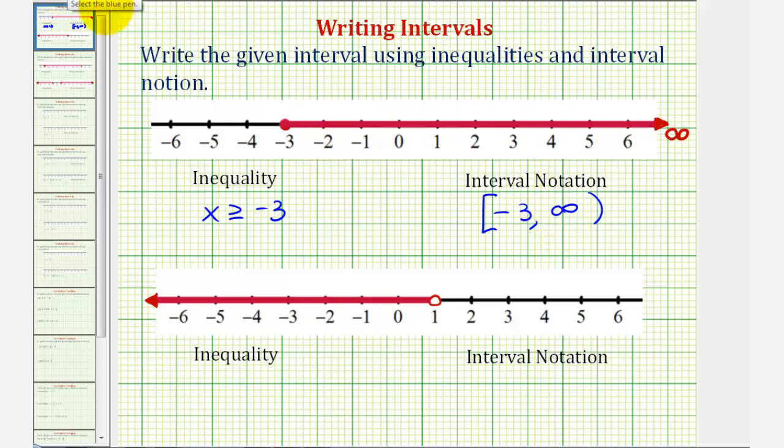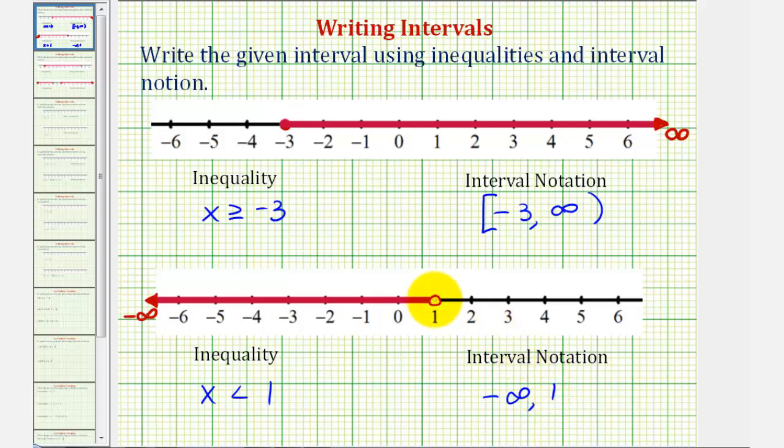Looking at our second example, notice how the interval starts at +1 with an open point, which means it does not include +1, and then the interval moves to the left, approaching negative infinity in the negative direction. So using an inequality, we would say that x is less than +1, not equal to because the point is open. And then using interval notation, again the order is important, we would have negative infinity, comma 1.